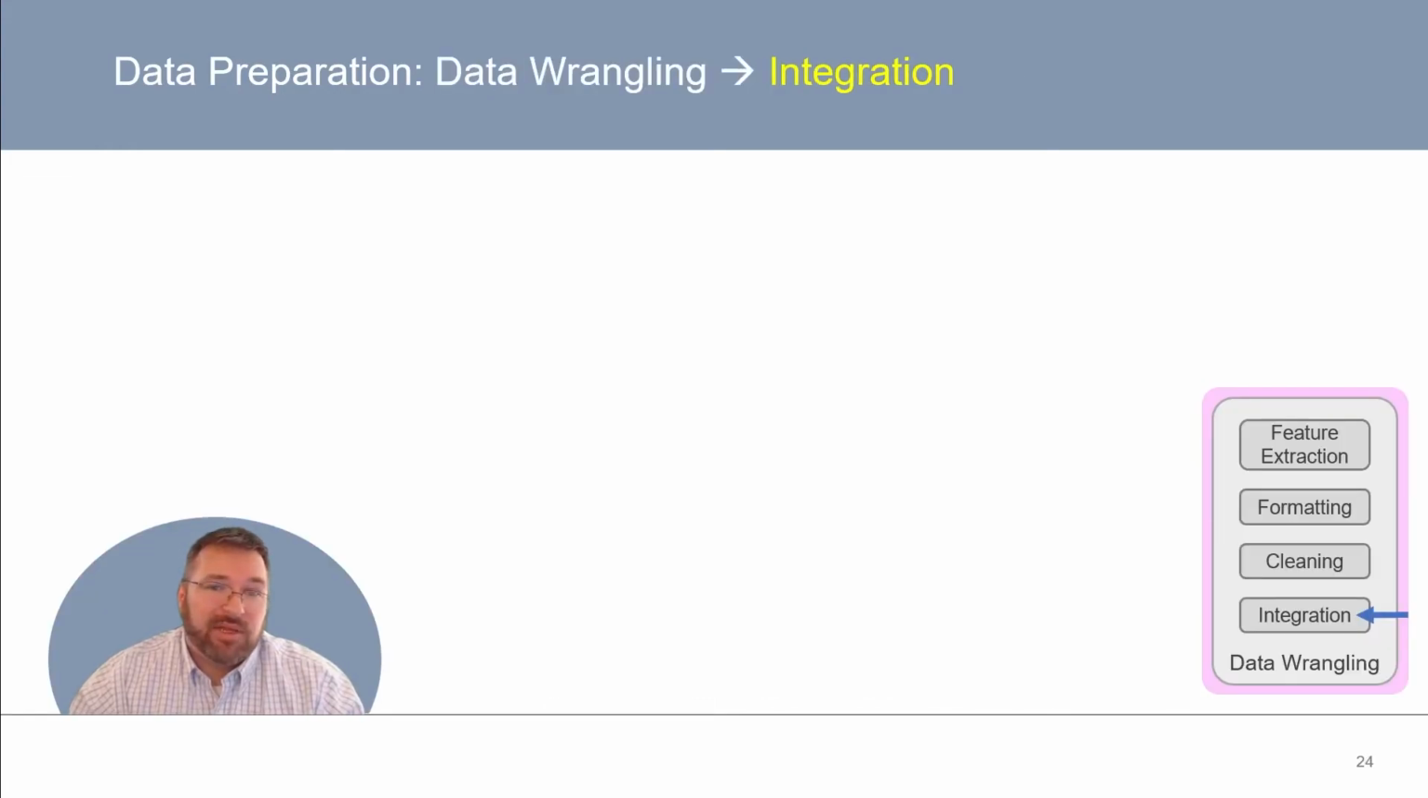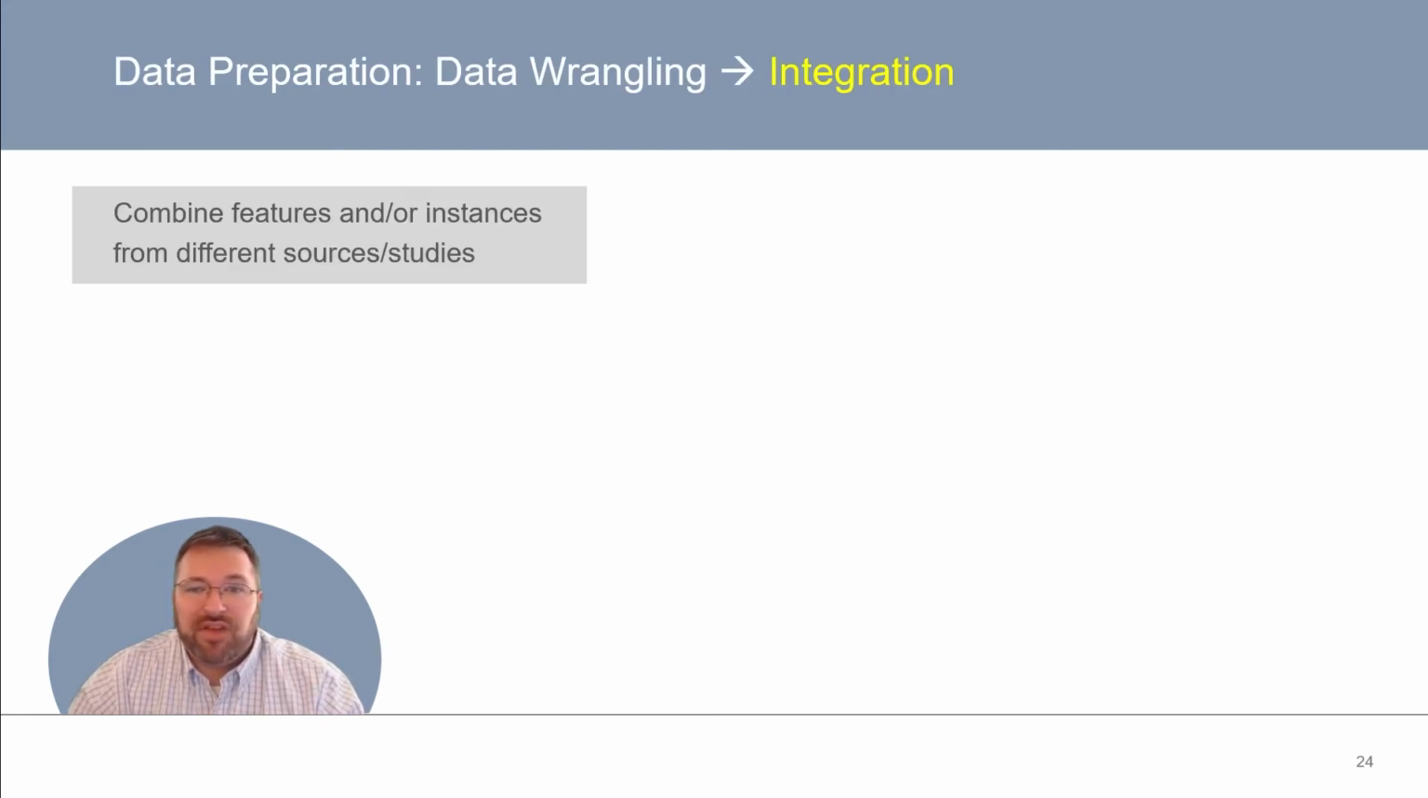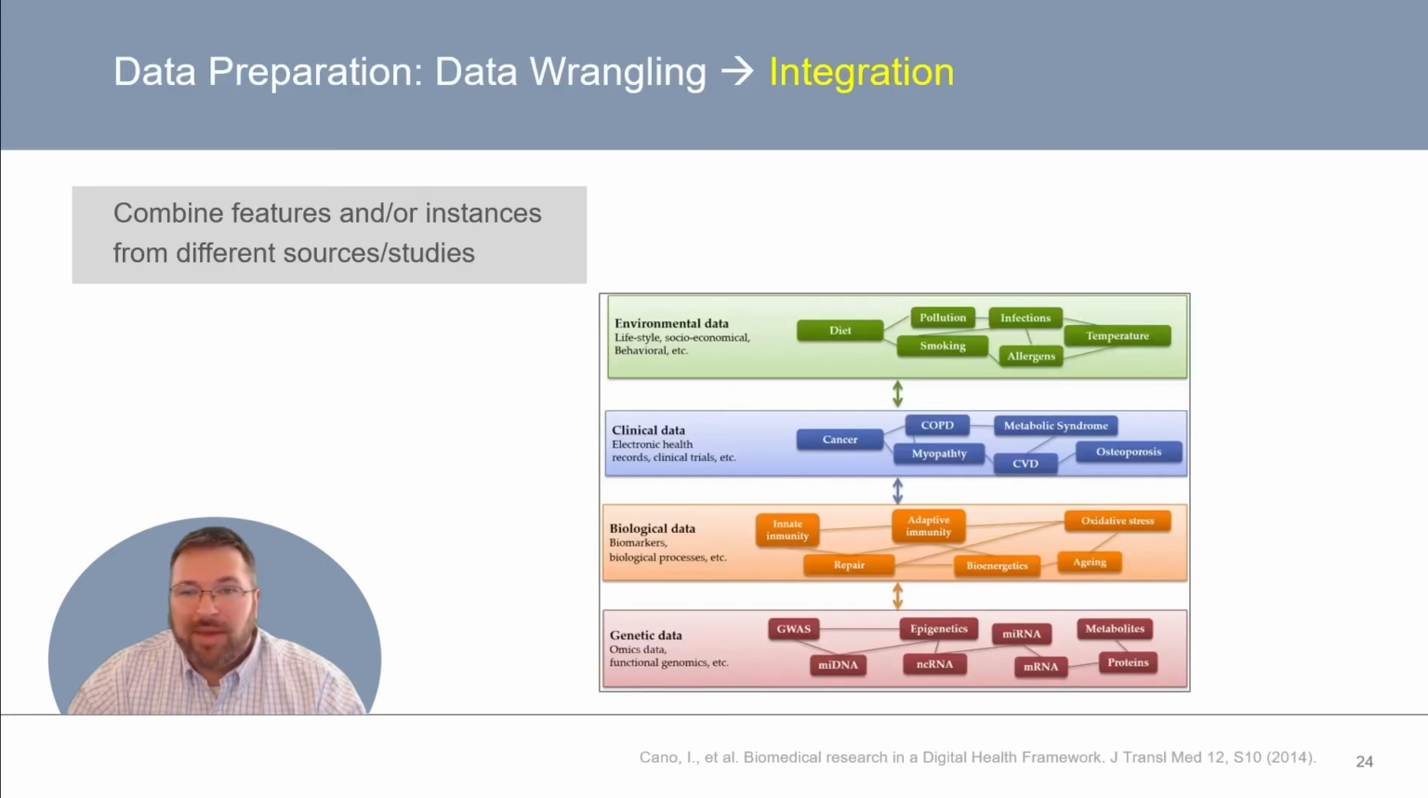That brings us to the last element of data wrangling that we'll discuss, and that's data integration. This is the combination of either features and/or instances from different sources or studies. As a biomedical example, perhaps data has been collected separately on patients, including environmental data, such as lifestyle, socioeconomic, or behavioral information, clinical data, coming from electronic health records or perhaps clinical trials, biological data, such as testing for biomarkers or biological processes, and perhaps genetic or other omics data in the form of genome-wide association data, whole exome sequencing, whole genome sequencing, gene expression, epigenetic data, and more.